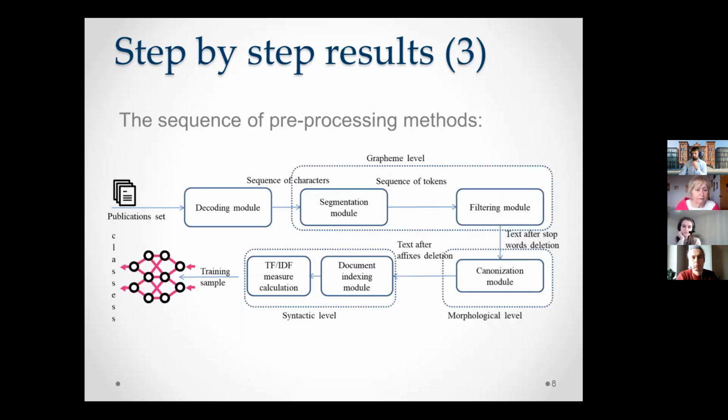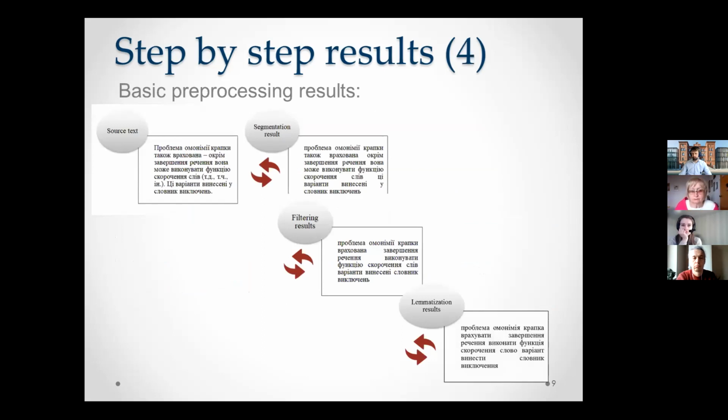The most important problem at the stage of catalog formation is the categorization of new documents with high accuracy. It is a complex task with a great number of preprocessing steps, which all have a great influence on the categorization accuracy. The sequence of preprocessing methods includes different levels of analysis: graphematic level, morphological level, and lastly syntactic level. You can see on the slide the results of such a text preprocessing algorithm.